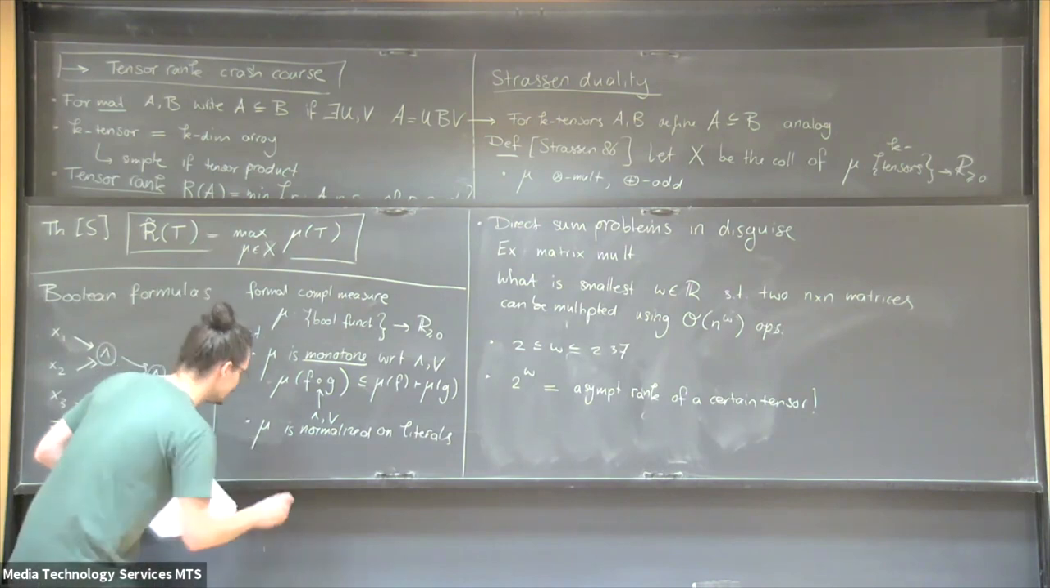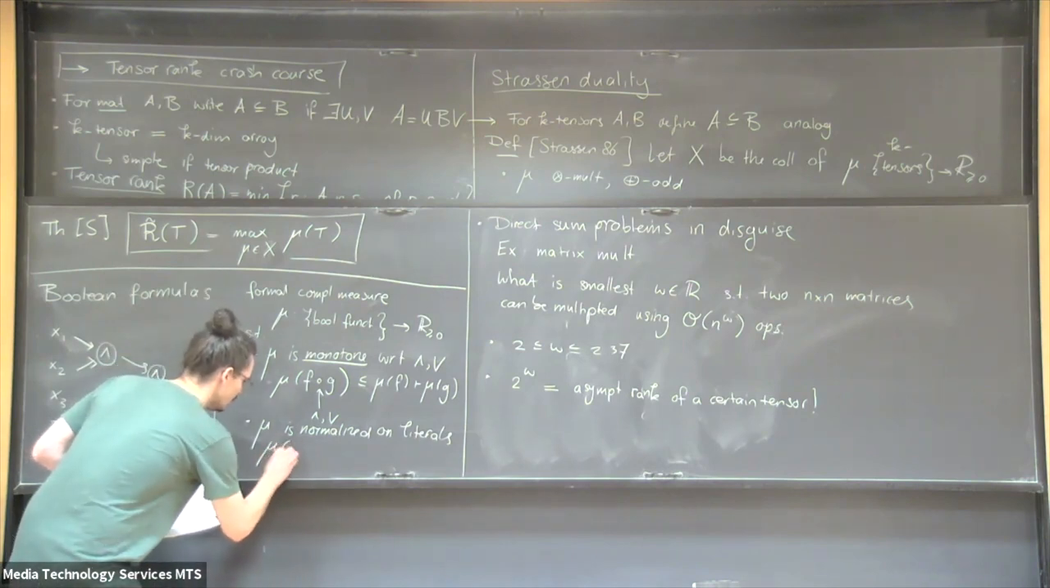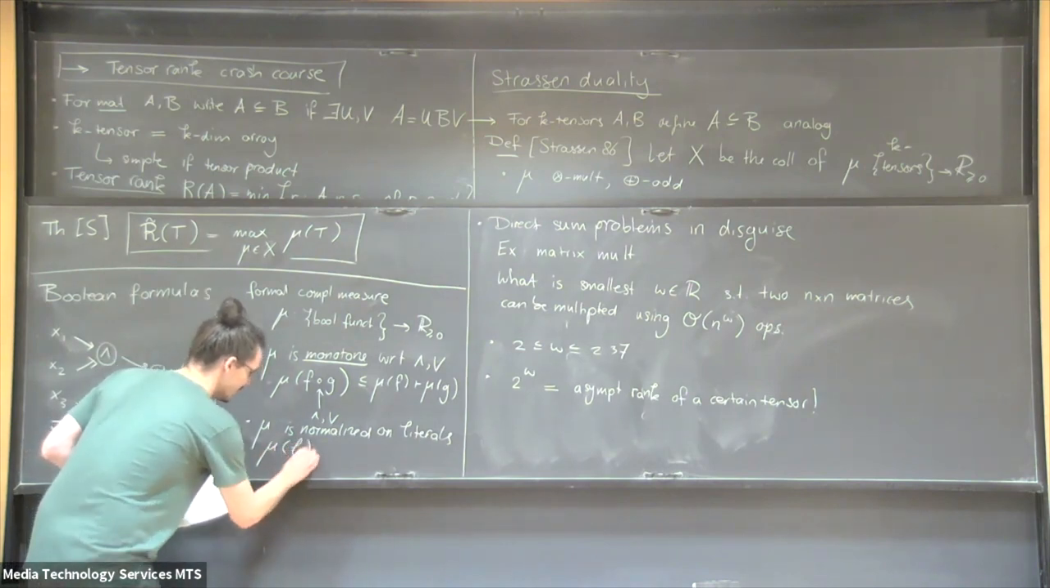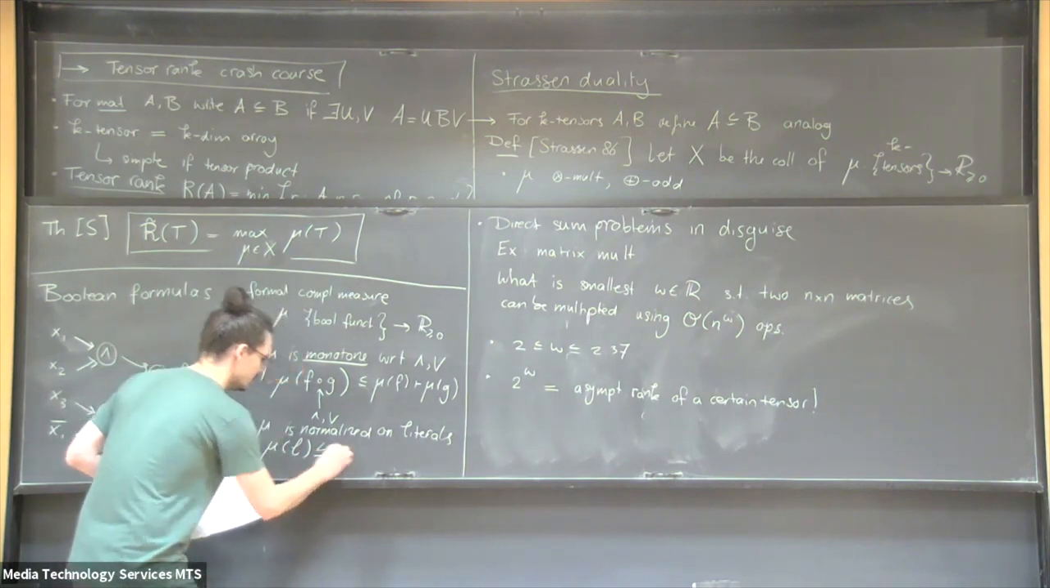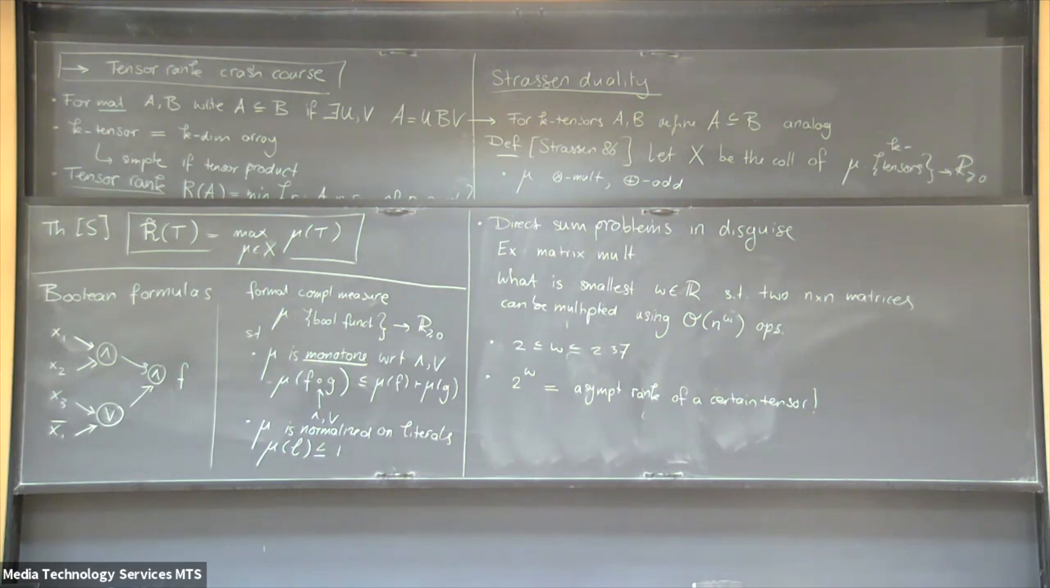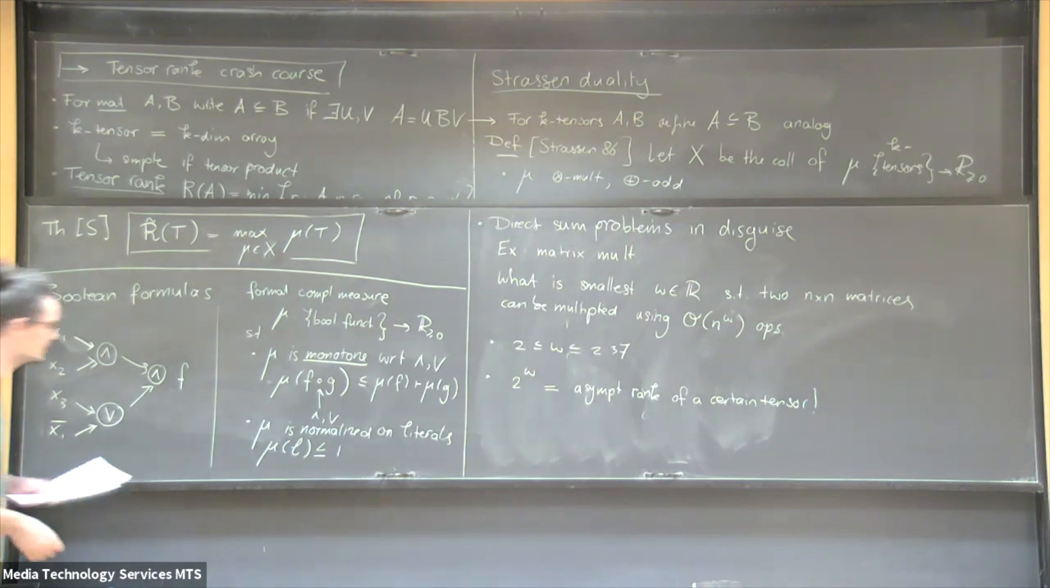Mu is normalized on literals, by which I mean that mu of any literal, which is a variable or the negation of a variable, is at most one. What's a literal? A literal is any of these: x_i or x_i bar. So mu of x_i will be at most one, and mu of x_i bar will be at most one. It's my normalization.